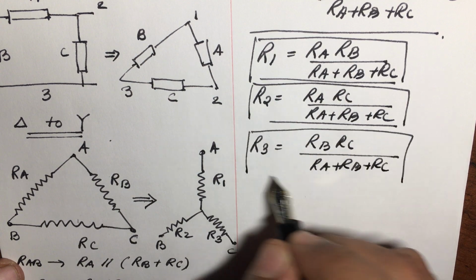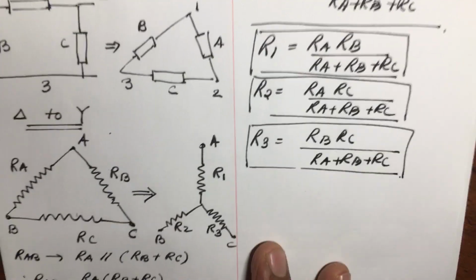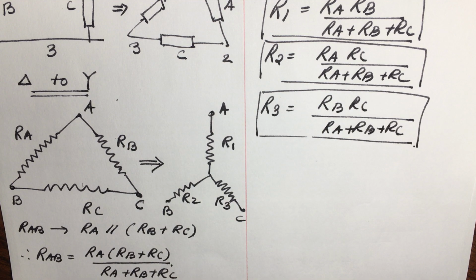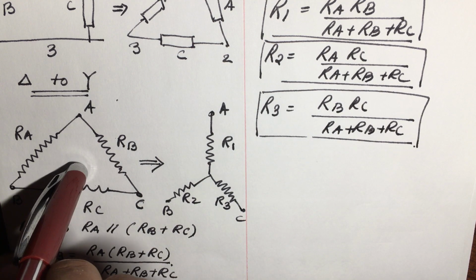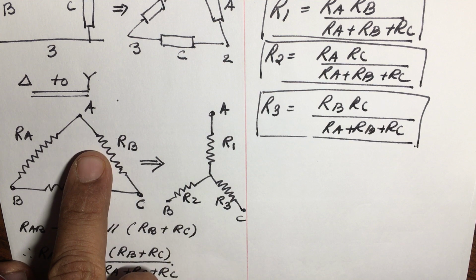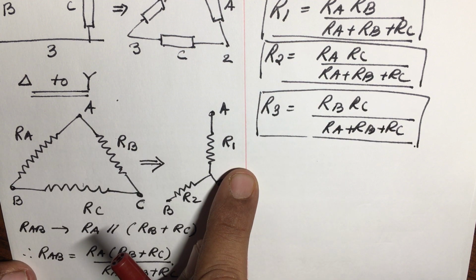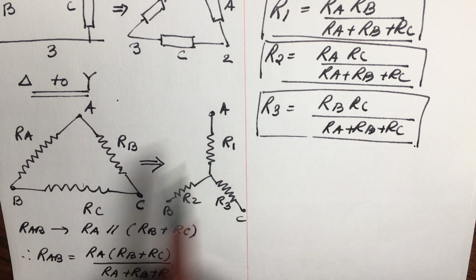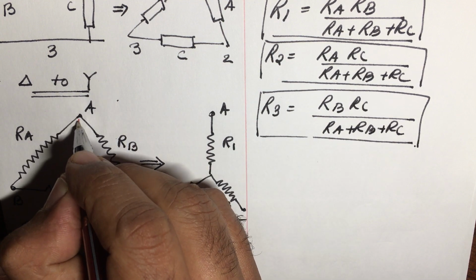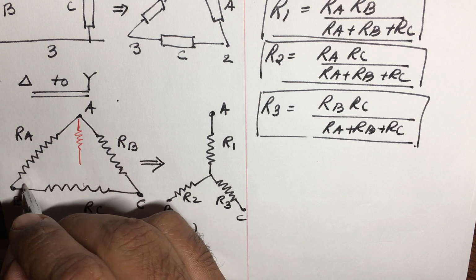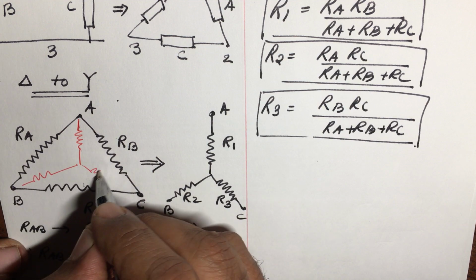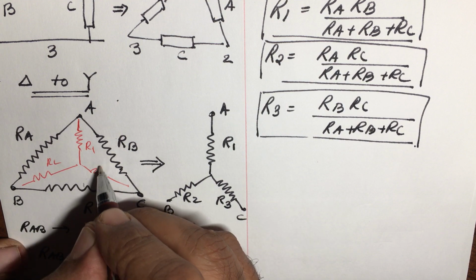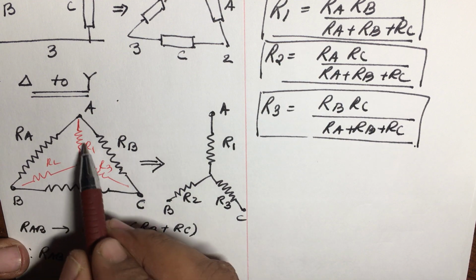You know what this means? This means that if you have a network which is like this, this can be converted to a network which is like this, where the value of R1, that means if I simply draw this R1 over here, this is R1, this is R2, this is R3. So what will be the value of R1?